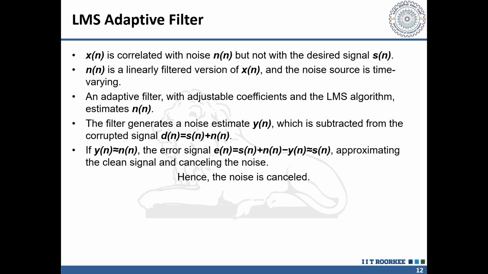The adaptive filter then produces an estimate of the noise y of n, which will be subtracted from the corrupted signal d of n, which is the sum of s of n and n of n.